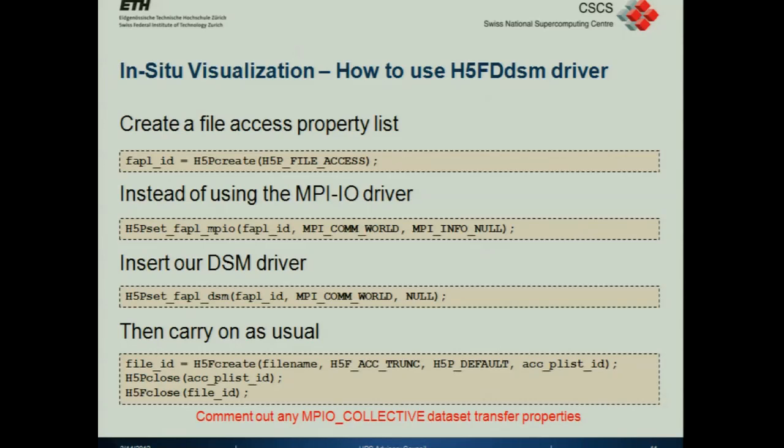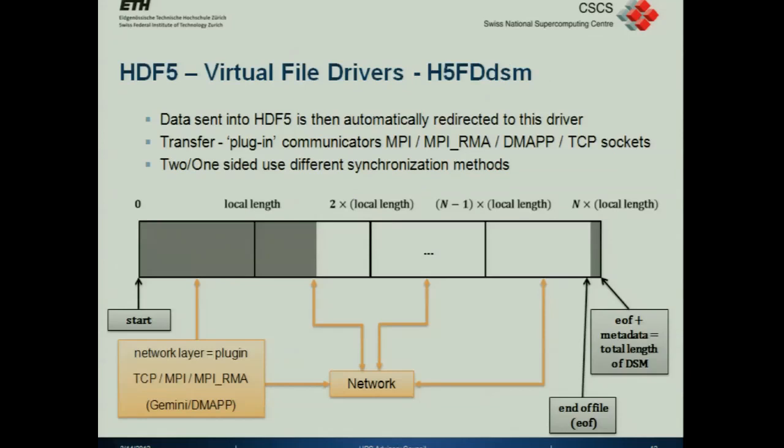You create a data set, you write into it, you create your normal property transfer lists. I won't go into the details there. And the file driver itself is, you have nodes where you've allocated memory. In this graph picture, we've got 4. And you open the file, you write stuff into it, you close the file, and then the analysis can open the file and it can query it.